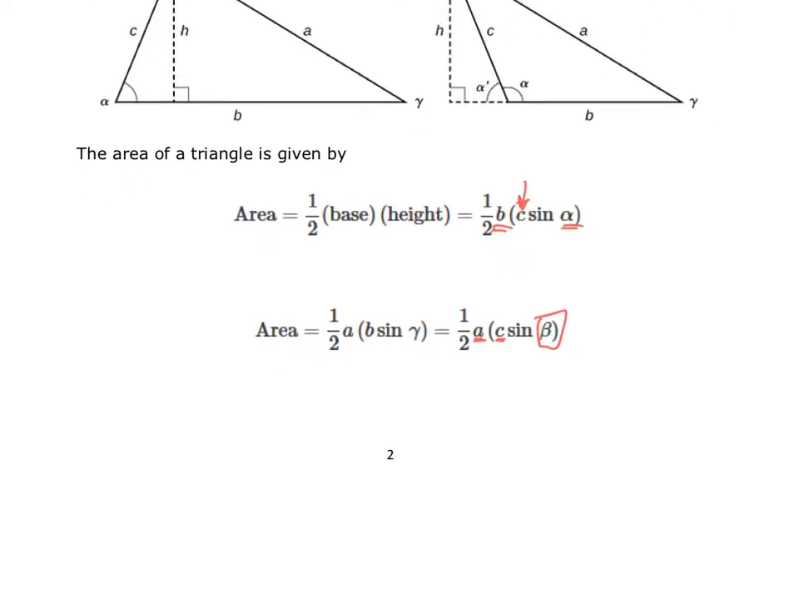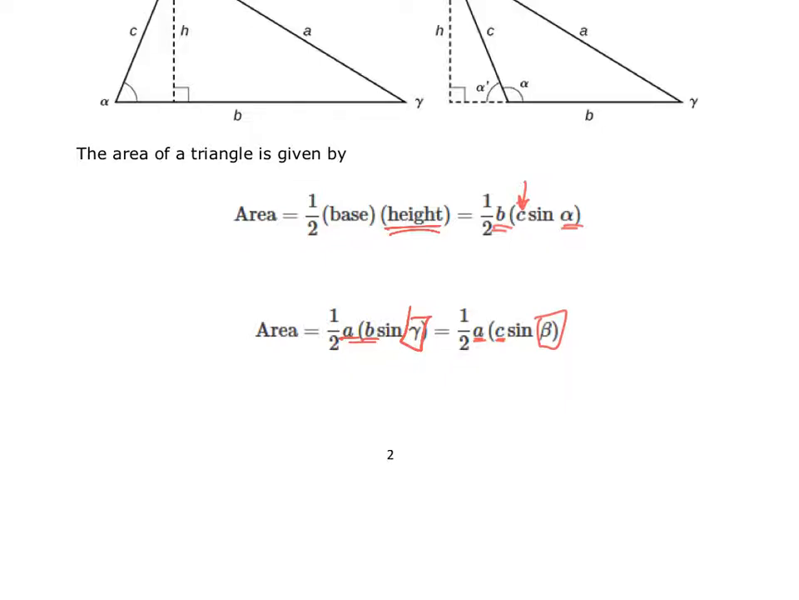If I have A and B, I need the angle gamma. So this is how I'll find the area of a triangle: the base times the height times 1/2. Now we know from yesterday the height is going to be C times the sine of gamma, or it could be C times the sine of beta, or it could be B times the sine of alpha. There are so many combinations in here.